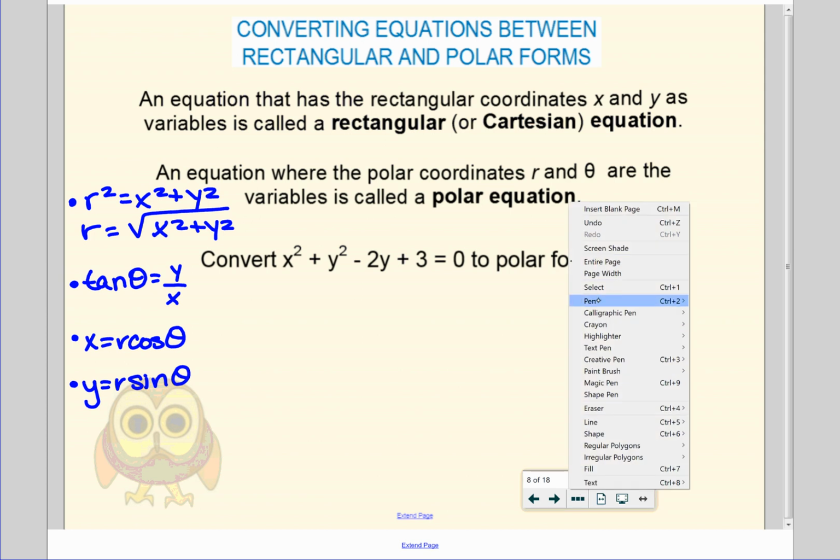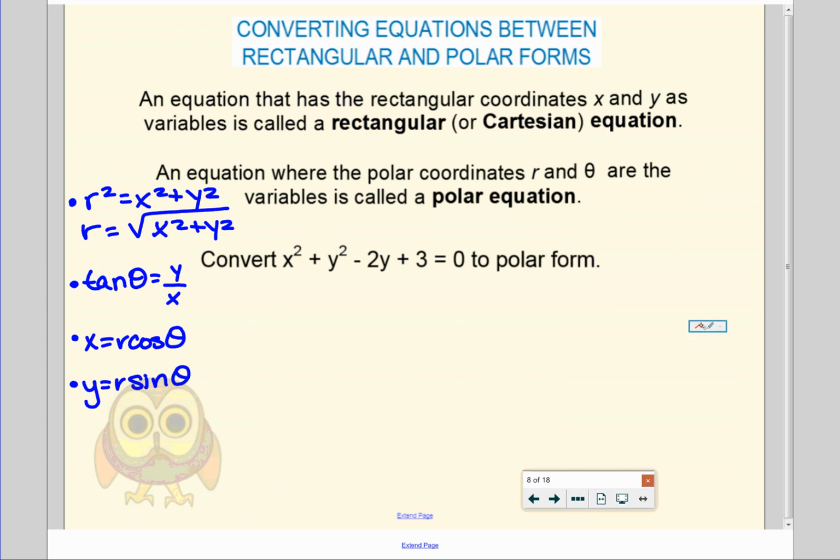Like in this one, I have an x squared plus y squared. What is x squared plus y squared equal to? It's r squared. So I can just replace it with an r squared. The only other thing that's not polar right now is this y. What is y equal to? r sine theta plus 3 equals 0, and that's your answer. As soon as you have it with r's and thetas instead of x's and y's, you're done.